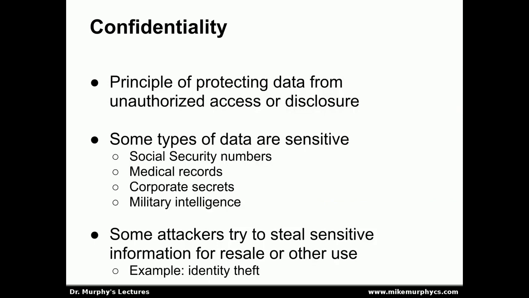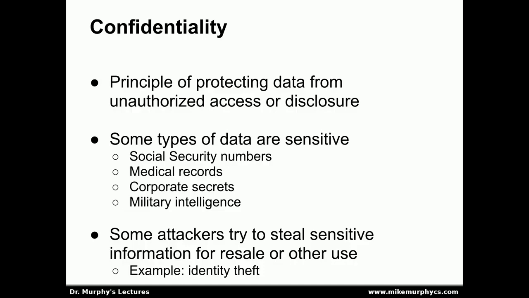So confidentiality. Let's start with the first principle in the CIA triad. This is the principle of protecting data from unauthorized access or disclosure. As I mentioned before, there are some types of data that are used in business, in industry, and in government, that are sensitive. Social security numbers, for example, can be used to facilitate identity theft. Medical records are considered to be confidential in order to protect a person's privacy in terms of the types of illnesses they've had to deal with, the types of medical histories that they have.